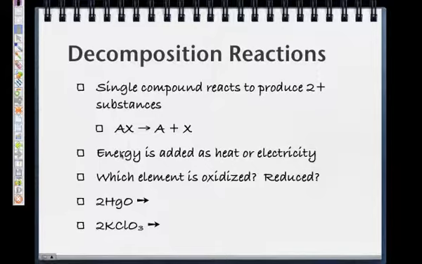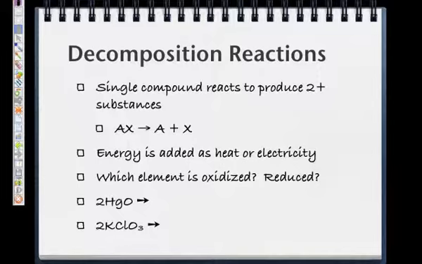So we were on decomposition. Basically it's the opposite of synthesis, where a single compound reacts to produce 2 substances. A lot of times you have to heat this. So that's where you may see the triangle above the yield sign, because you're heating it. That's just the general equation. So energy is added as heat or electricity usually.